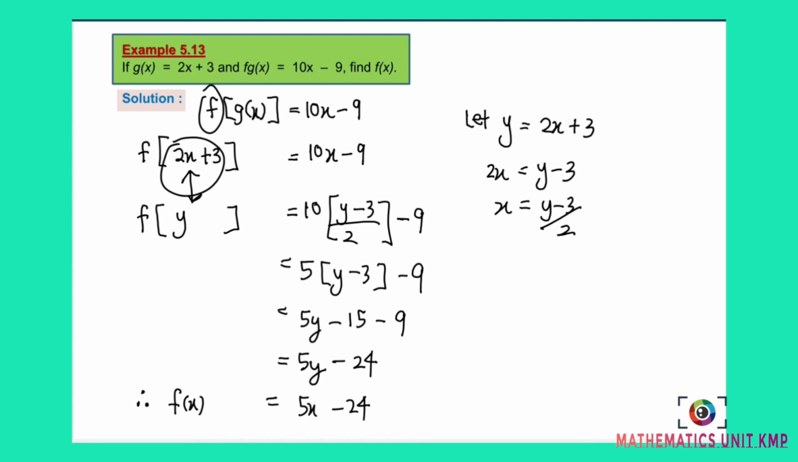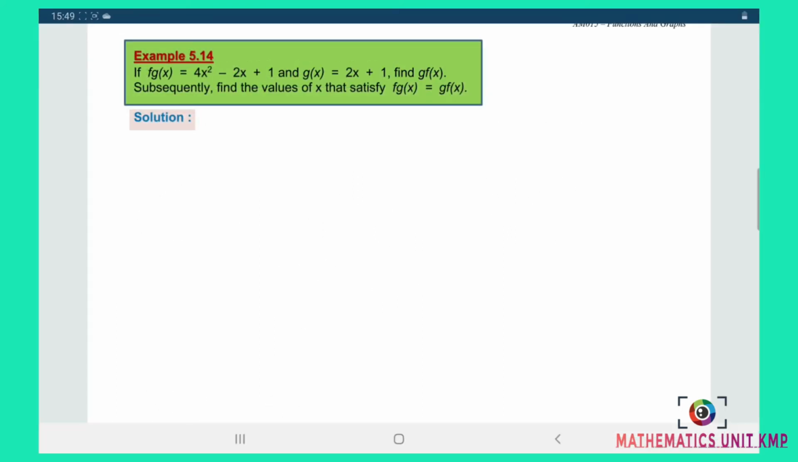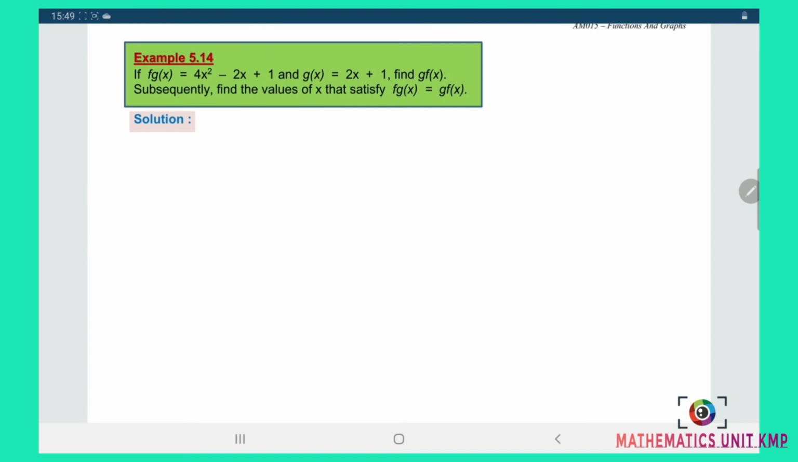Okay, that's how you solve for this case. Do you understand? Right, for example, 5.14. If fg(x) equals 4x squared minus 2x plus 1 and g(x) itself is 2x plus 1, the question asks you to find gf(x). Okay. How do you find gf(x)? You have the g(x), but you don't have f(x). So to find gf(x), you need to find f(x) first.